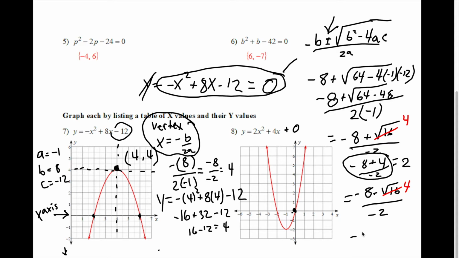And we're also going to have negative 8 minus 4 over negative 2, which would be negative 12 over negative 2, which would be positive 6. Okay, so there we go. There's positive 6, and so we're going to plot a point right there. And there's positive 2, so we're going to plot a point right there. Okay, so now we've got point, point, point.